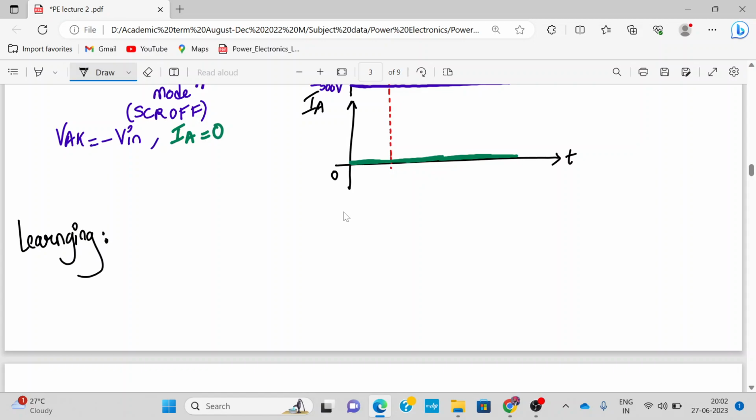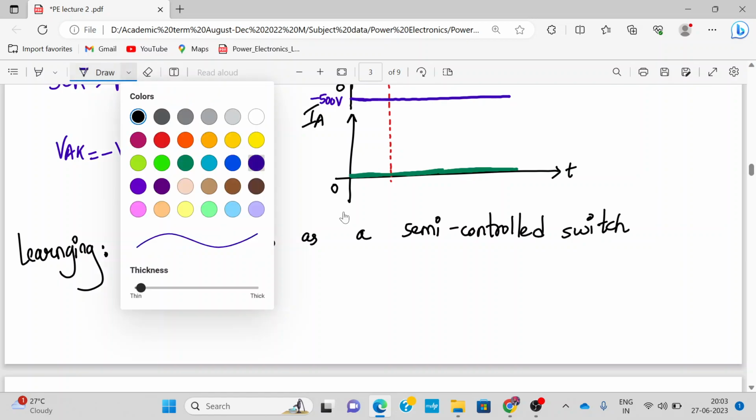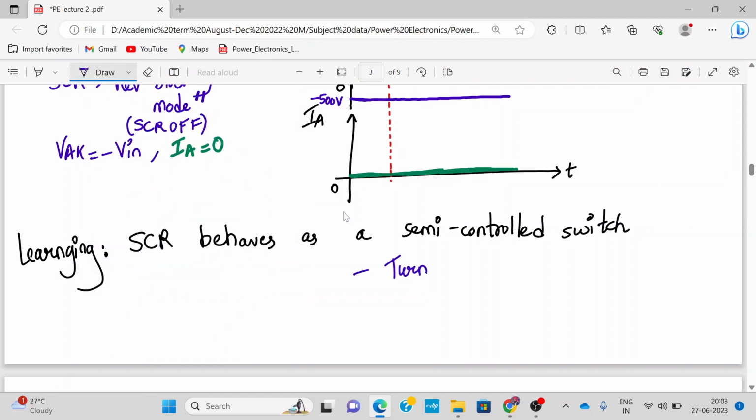And what is the learning? SCR behaves as a semi-controlled switch. Now, we'll talk about why semi-controlled a short while from now. It behaves as a semi-controlled switch. That means its turning on is controllable. Turning on of SCR is controllable, and we will see in a few lectures from now.